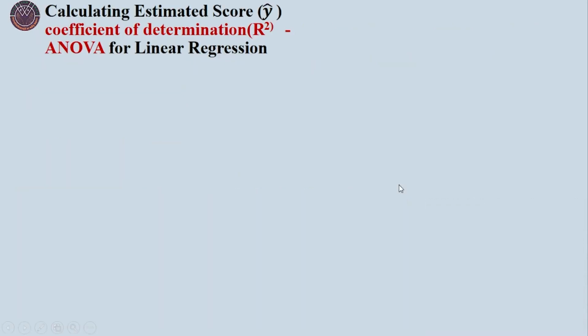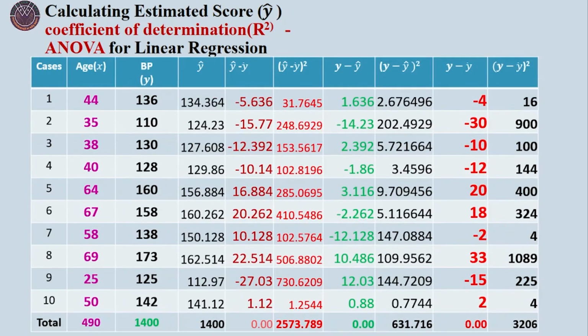Now we will again perform the ANOVA for testing the null hypothesis that there is no relationship between the independent and dependent variable, and to determine the coefficient of determination. So we have this table, which I have already explained. We know what X and Y are: age and blood pressure.